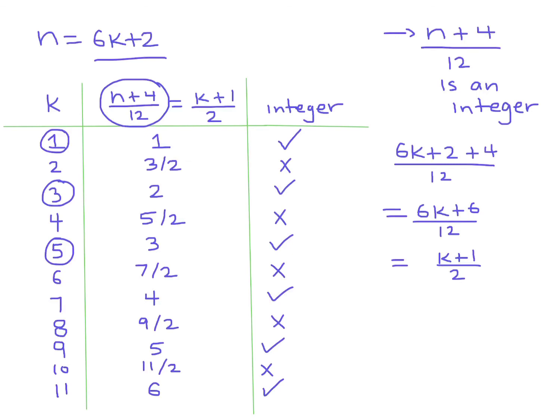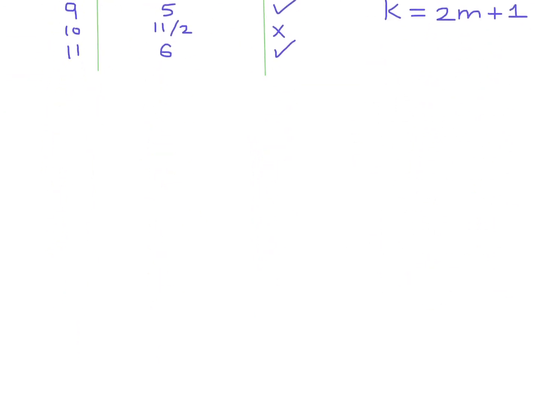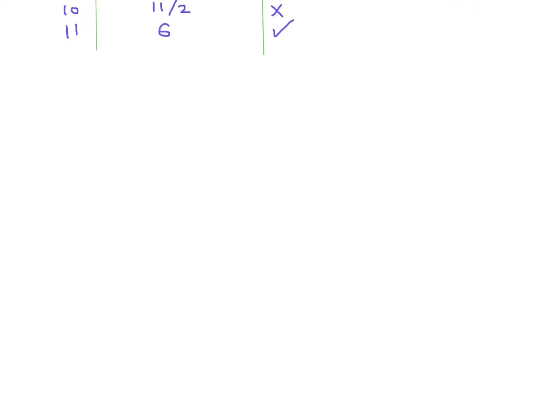But when k is an even number, it doesn't work. So that makes me conclude that k is odd, or must be odd. So all odd numbers are of the form 2m plus 1, right? All even numbers are of the form 2m, and if you add a 1, it becomes odd. So that basically means that our n, which was 6k plus 2, is of that form only when k is odd.